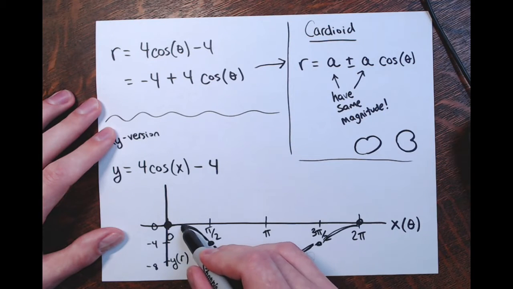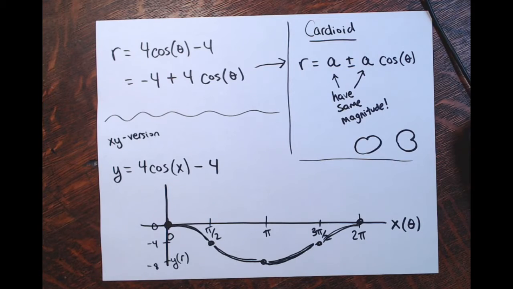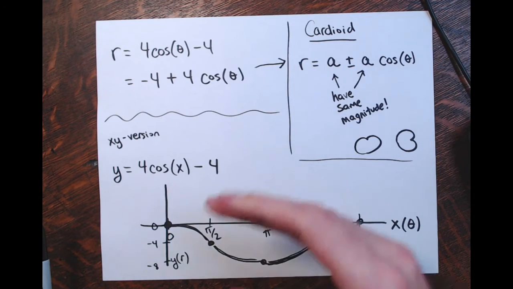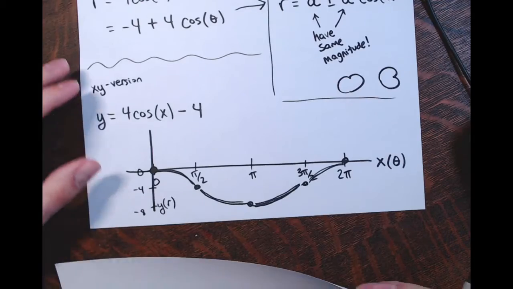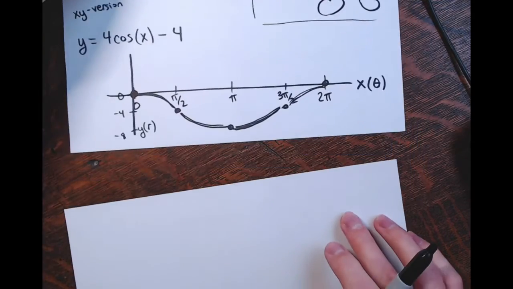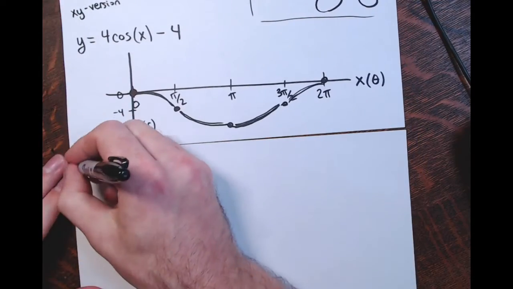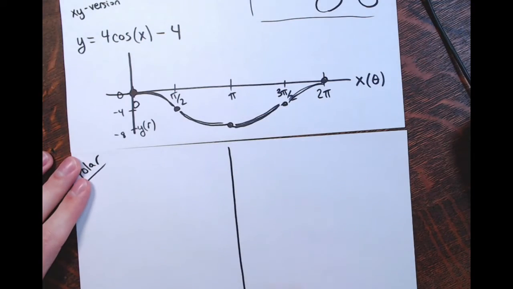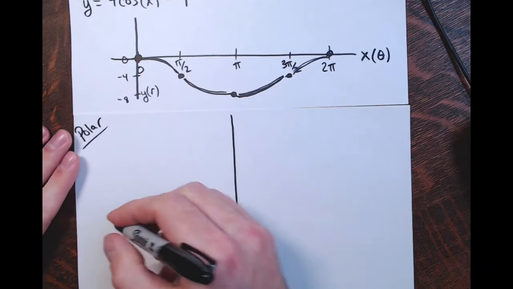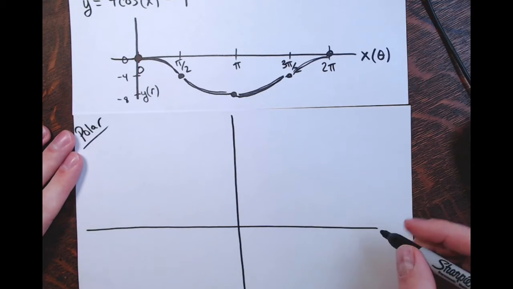Okay, and there's one cycle of the cosine wave. Now I went from 0 to 2 pi because I want to be able to go once around the polar grid, and going once around the polar grid will guarantee that I make my full graph. All right. So now I'm going to use this graph here as a guide to make my polar graph. Right, make a polar grid. So I'm going to have a vertical axis, and then the horizontal axis is the polar axis.